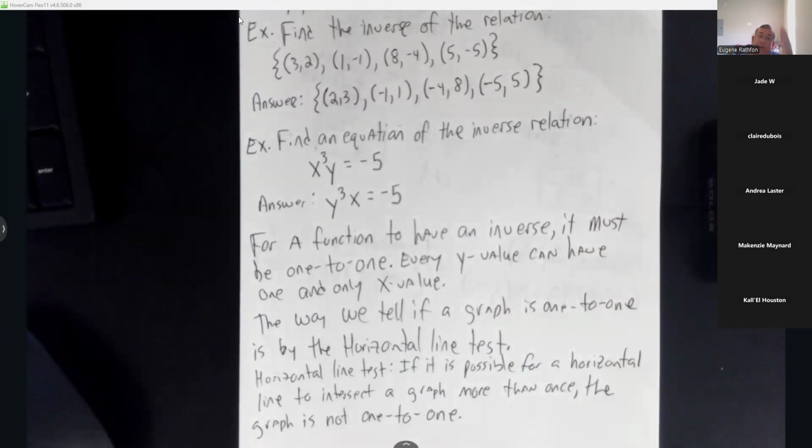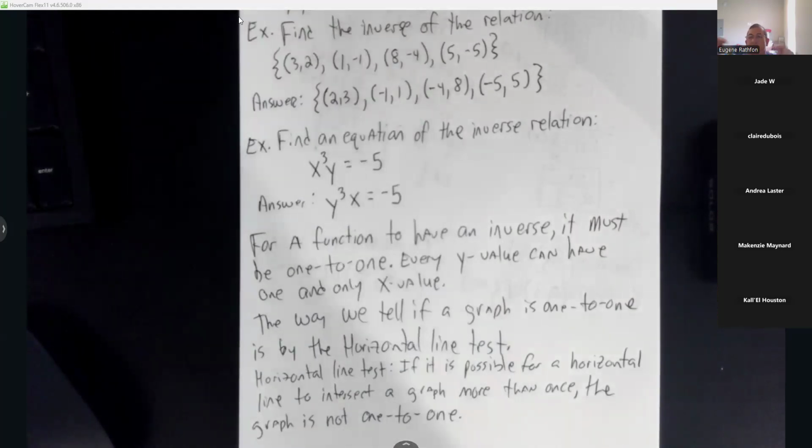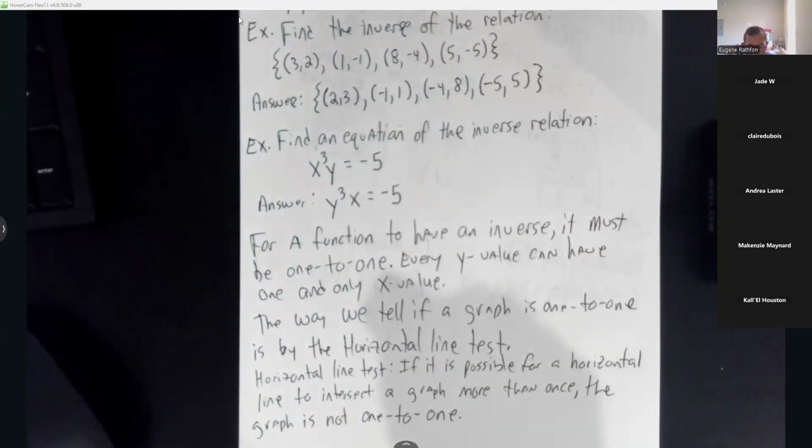Okay? Just like the vertical line test for functions. If the vertical line got intersected more than once, it wasn't a function. Well, if the horizontal line intersects the graph more than once, it's not one-to-one, okay?